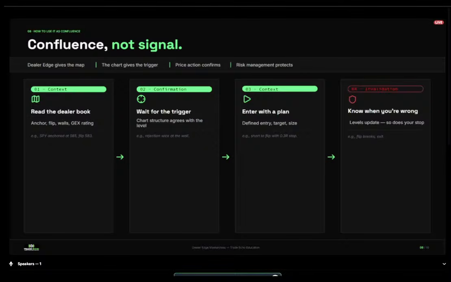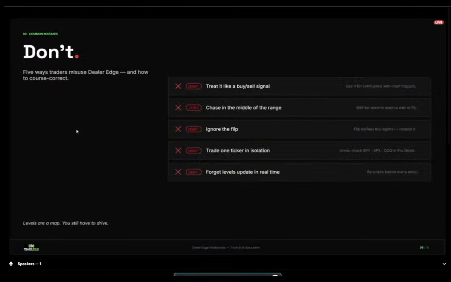And the trade plan should always be simple. Where am I entering? Where am I wrong? And where exactly is my target? How much am I risking? Because if dealer edge updates and the level changes, you got to respect that. It's there for a reason. The map updates, so our plan has to update as well.